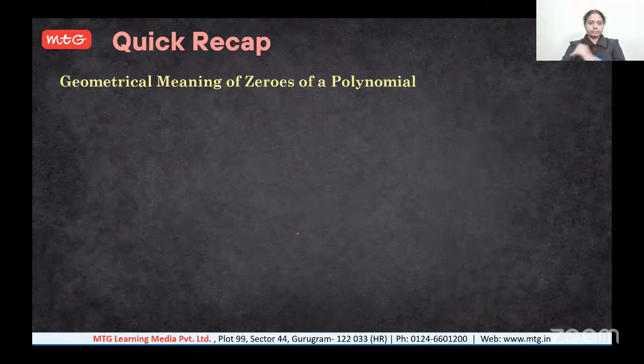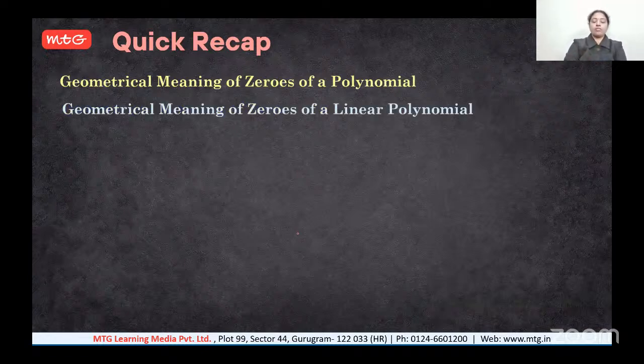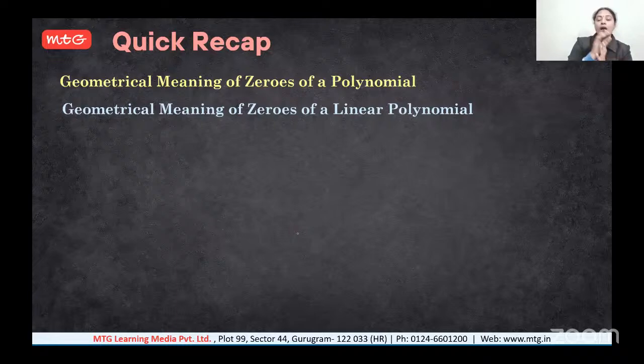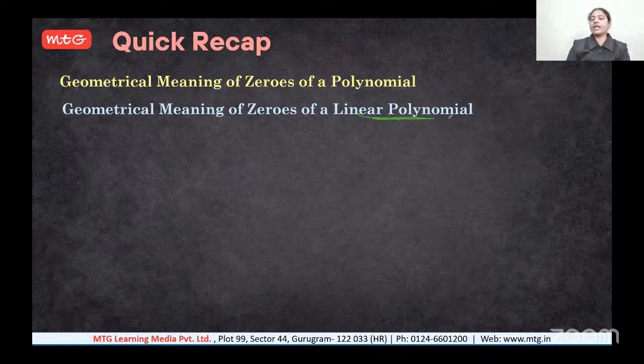So let's move further. We have been studying that zeros are nothing but where the graph is cutting the x-axis. Now, at how many places will it cut the x-axis? It depends on what type of polynomial it is. If a polynomial is a linear polynomial, then how many places will it cut the x-axis? How many zeros will it have? Let's have a look.